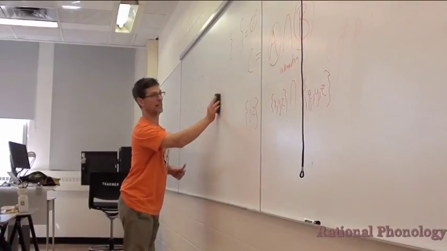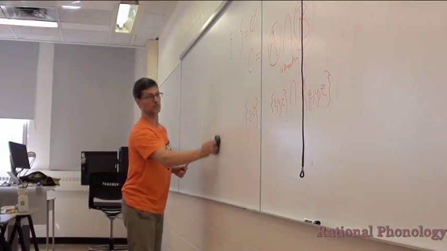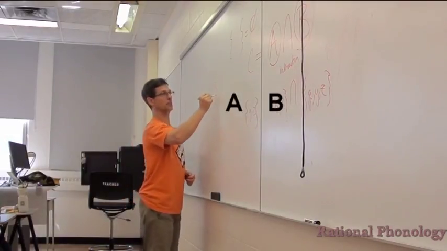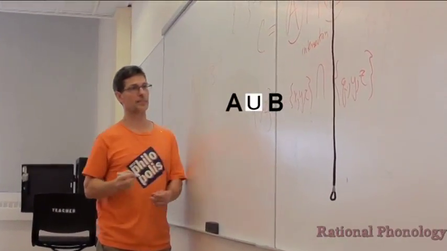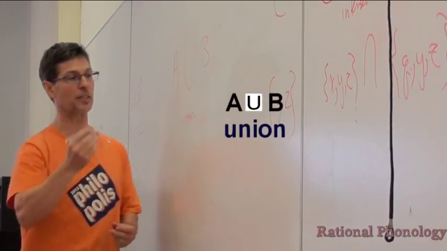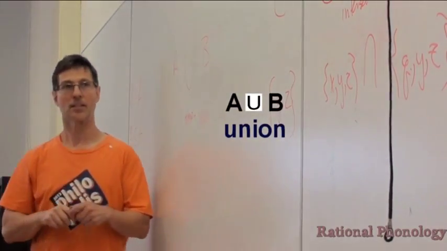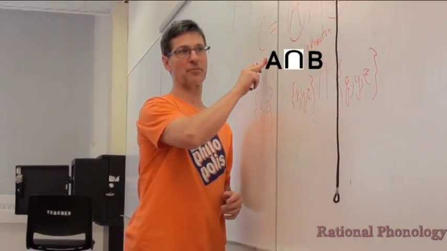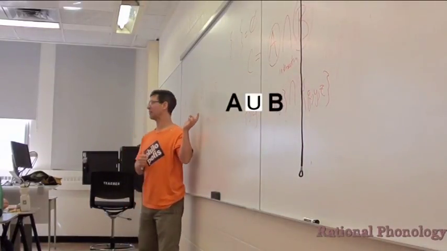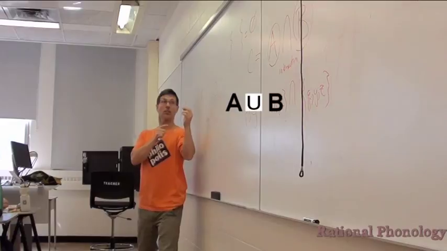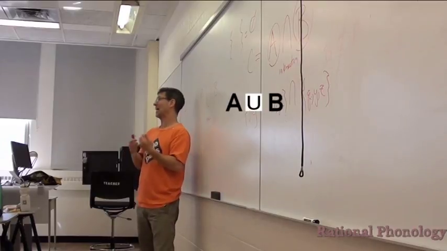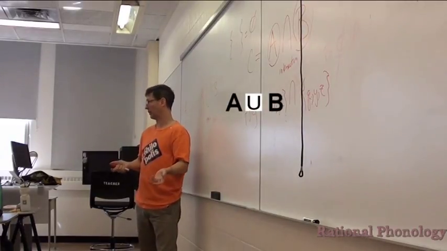So let's take something similar to intersection in being an operation on 2 sets, A and B. It's called a cup symbol sometimes, but this is pronounced the union. So the union of A and B. The intersection of A and B was the set of things that are in A and in B. The union of A and B is the set of things that are in A or in B. They've got to be in at least one, and they could be in both.